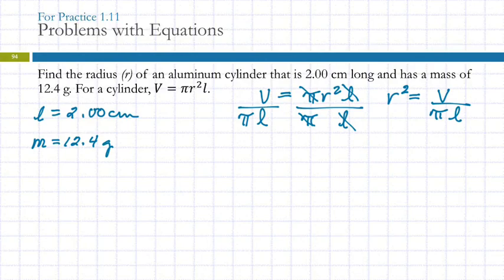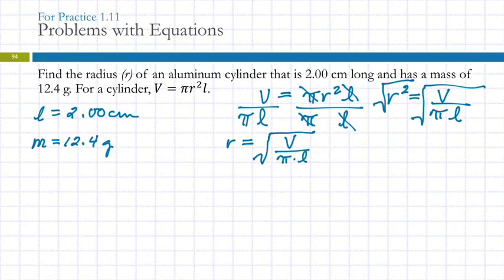But I want R, not R squared. How do I undo a square? Square root. So if I take the square root of both sides, the square root of R squared is R. So I end up with the equation in terms of R. R is the square root of the volume divided by pi and L. Okay, so we made some progress, but we still don't know what the volume is.